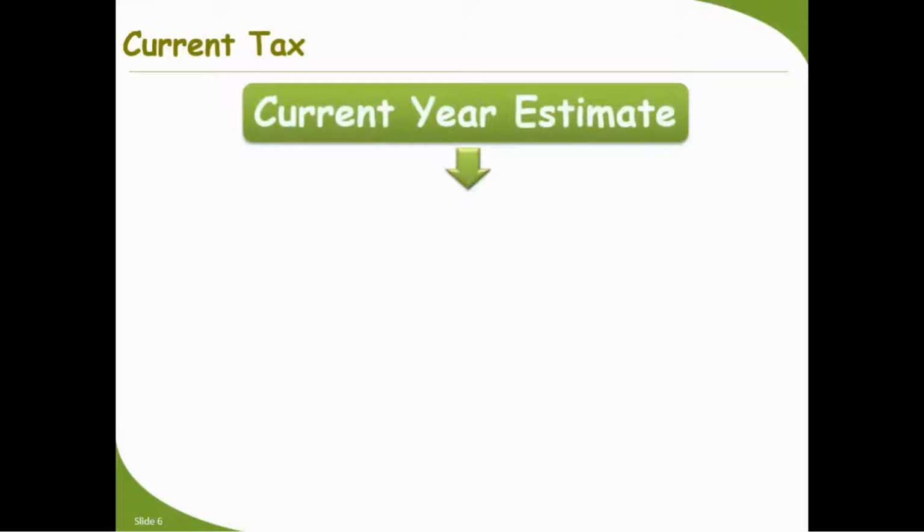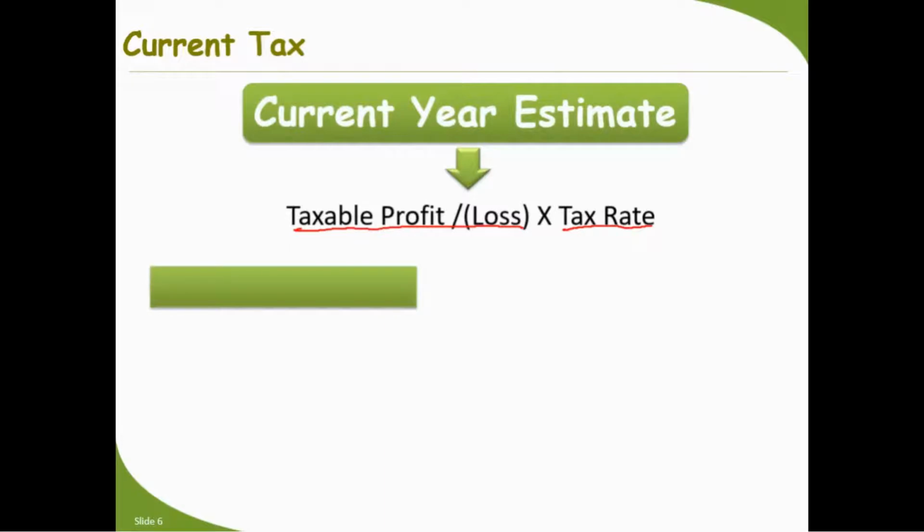So how will we calculate the current year estimate? Simple: taxable profit and loss times tax rate. This is the formula. But in your exam, in most cases it will be given to you. But keep in mind, as an accountant, you only have access to your accounting profits, so from there we can calculate it. But in standard format, what is taxable profit? As I discussed, accounting profit and taxable profits are different, multiplied by tax rate. This is the standard formula. But for your exam, it will always be given to you.